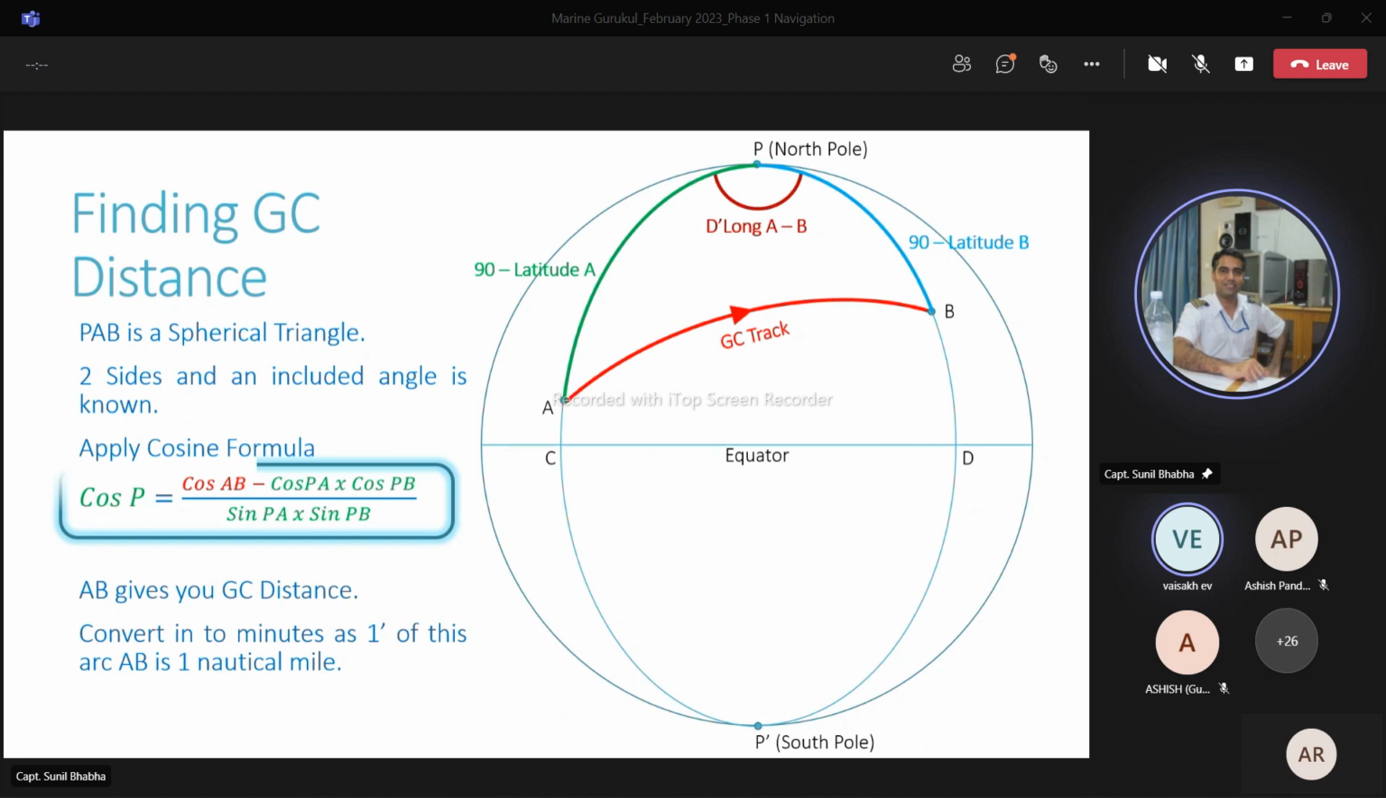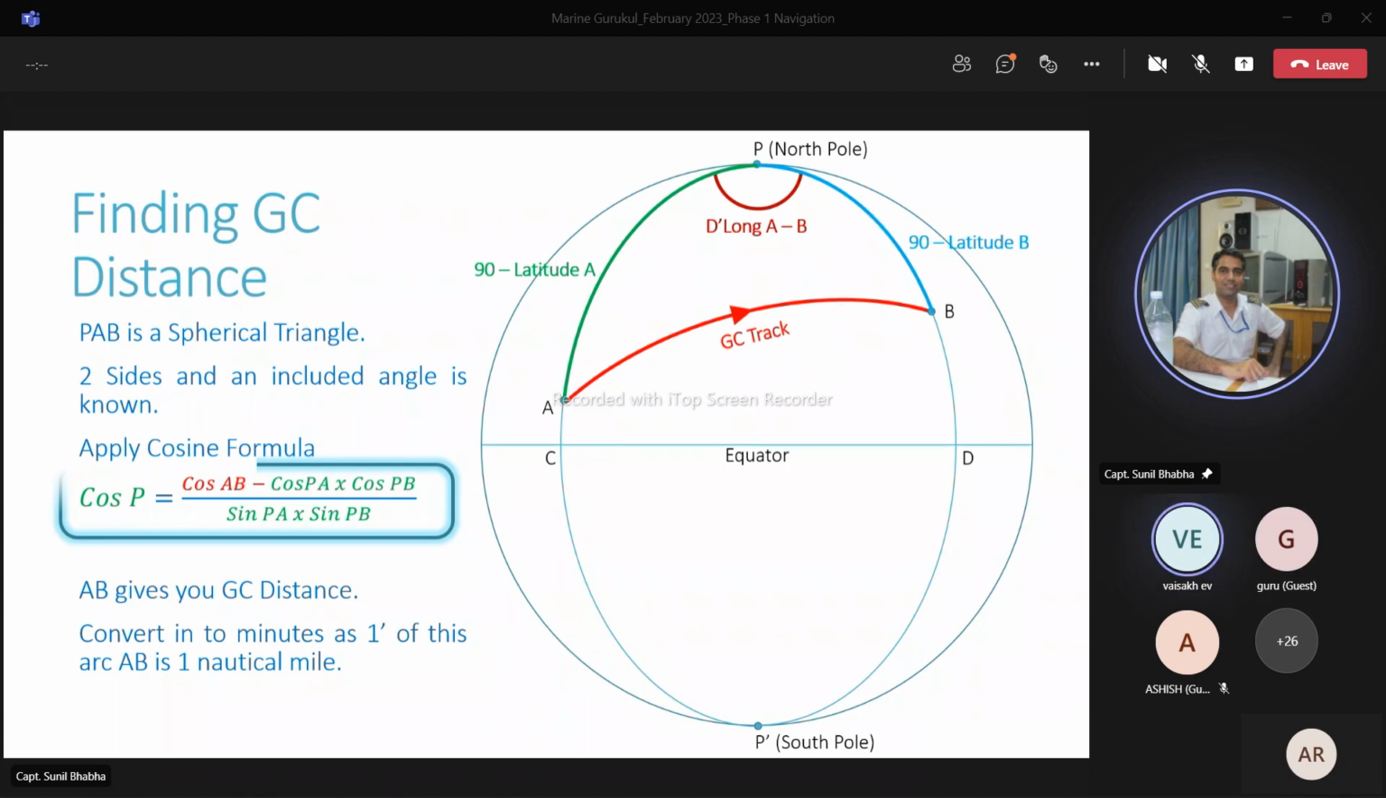Okay, beta. When you get this side AB, the calculator is going to give you the answer in degrees and minutes, correct? Yes, sir. You have to convert it into minutes only. How do you do that? Multiply the degrees by 60, right? So it gets converted into minutes. To this value, add the minutes which were there in the answer, and you get the minutes total from A to B. This value in minutes gives you the great circle distance in nautical miles.